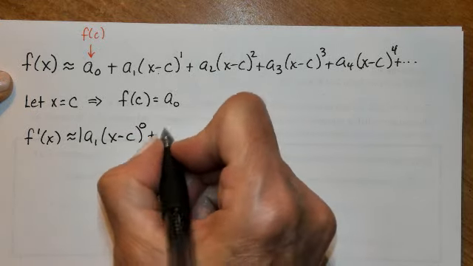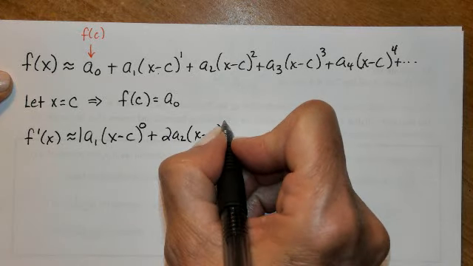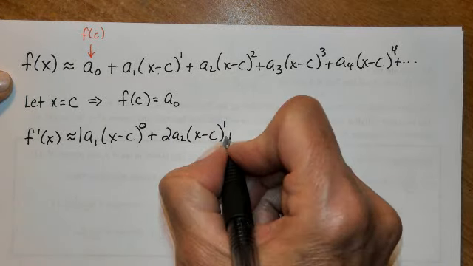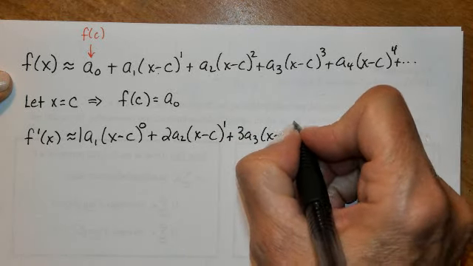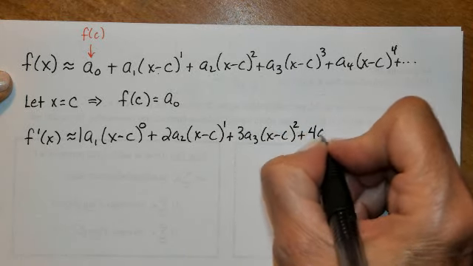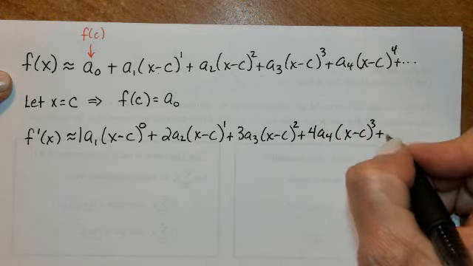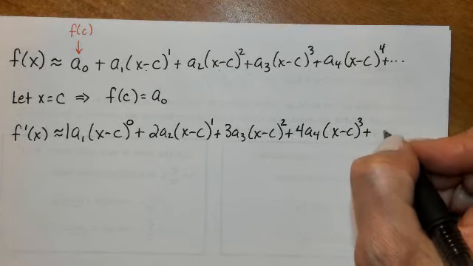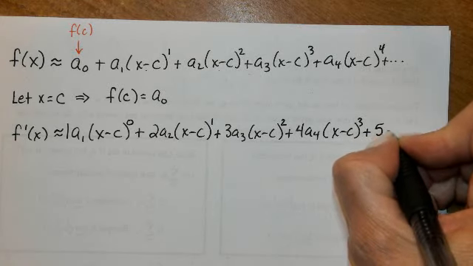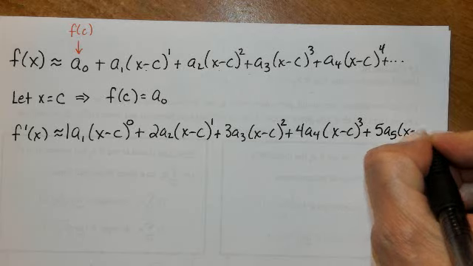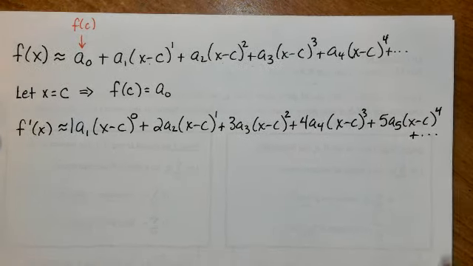Plus 2 a sub 2 x minus c to the first, plus 3 a sub 3 x minus c to the second, plus 4 a sub 4 x minus c to the third, and I'm going to go ahead and do the next one too, and you'll see why as I'm going. The next one would be, what's our pattern? 5 a sub 5 times x minus c to the fourth, plus dot dot dot, because that would continue, right?